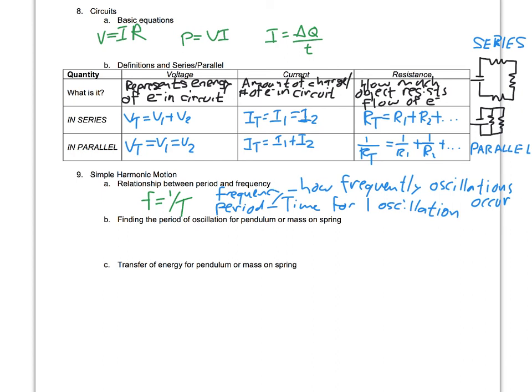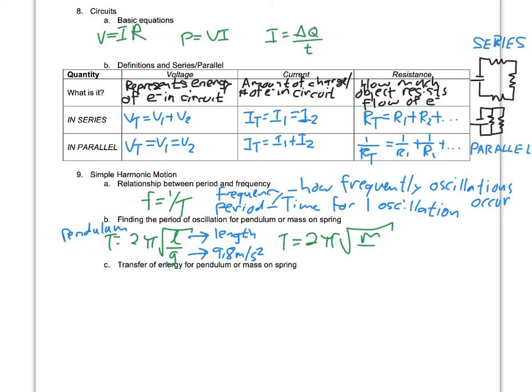If we're talking about a pendulum or a mass on a spring, we have a way of finding the period for those objects. For a pendulum, it's 2 pi times the square root of L, the length of the pendulum, over g, the acceleration due to gravity. And if we're talking about a mass on a spring, the period is 2 pi times the square root of m, the mass of the object on the spring, divided by k, the spring constant.